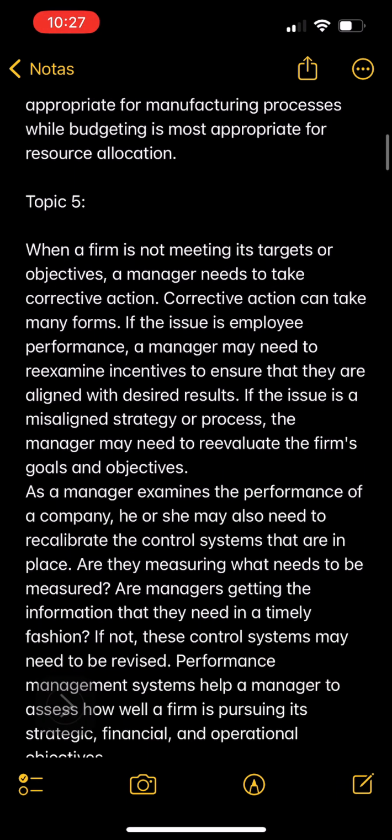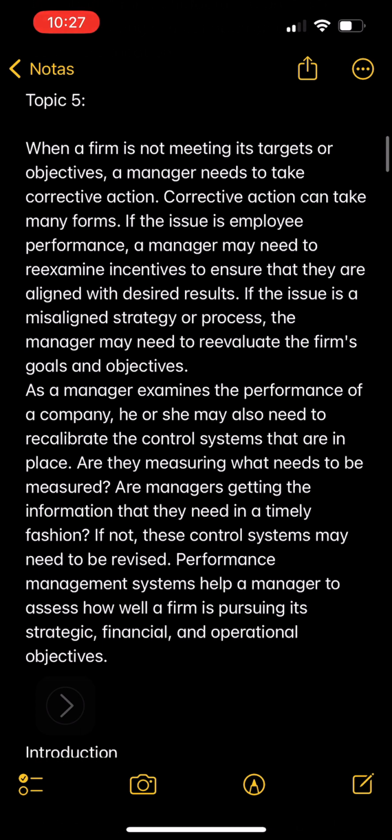Topic 5. When a firm is not meeting its targets or objectives, a manager needs to take corrective action. Corrective action can take many forms. If the issue is employee performance, a manager may need to re-examine incentives to ensure that they are aligned with desired results. If the issue is a misaligned strategy or process, the manager may need to re-evaluate the firm's goals and objectives. As a manager examines the performance of a company, he or she may also need to recalibrate the control systems that are in place.